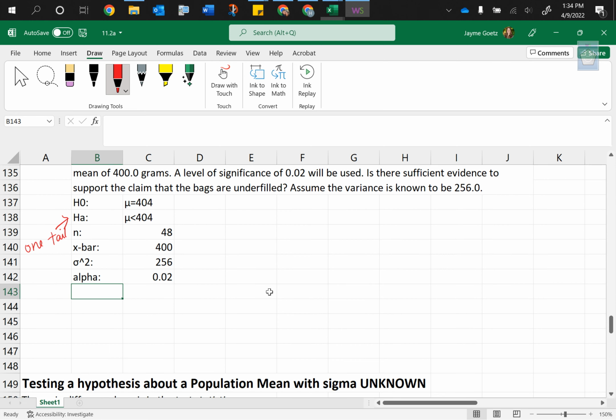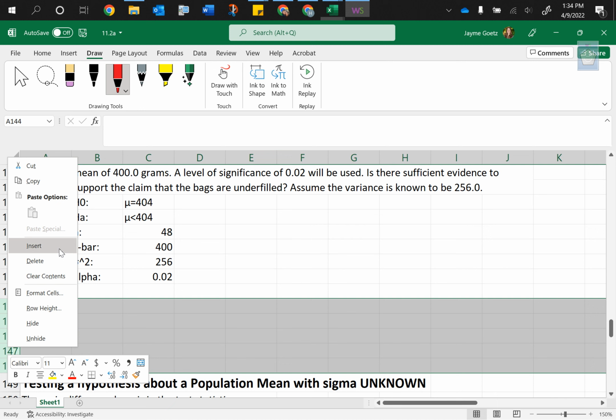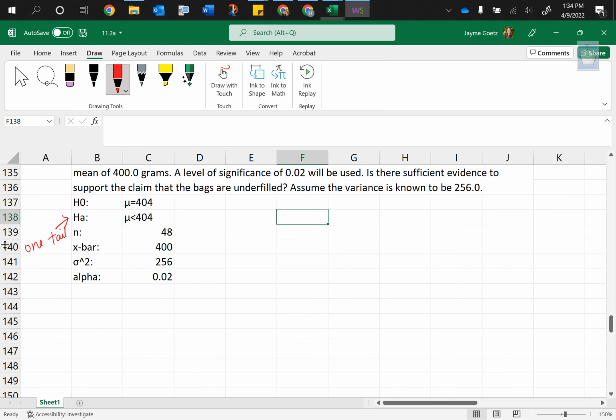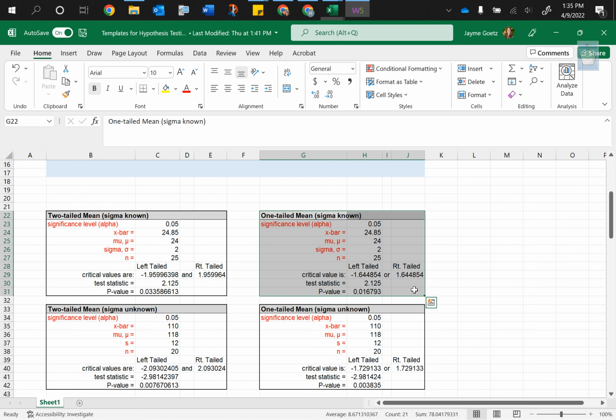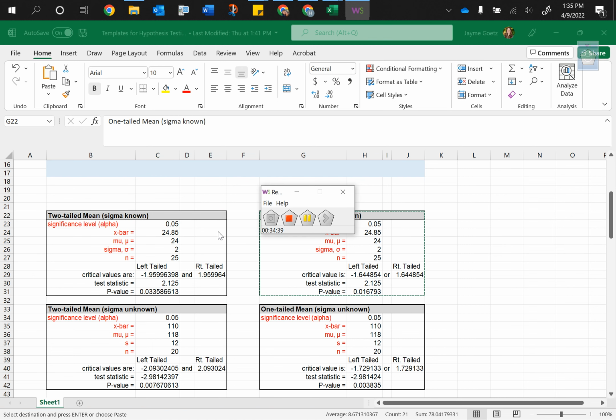So let's see if I have enough space. I might want to add a couple more rows. I don't want to have to go back, so I might add a couple more rows here. Let's highlight and copy over the table from the template of one-tailed mean, sigma known. We're going to copy it, bring it right on over, and paste it right there.